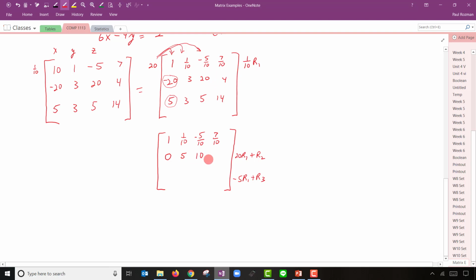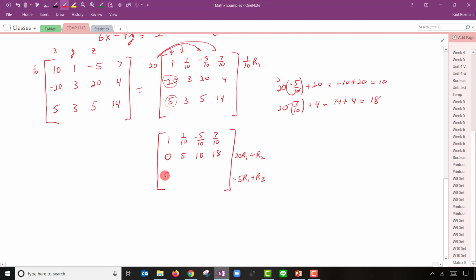If that hurts your brain, scribble it out on the side. 20 times negative 5 over 10 plus 20. Do your cancellation here. You get negative 10 plus 20 is 10. And then we'll do the same thing. The last one here, we have 20 times 7 over 10 plus 4. So that's 14 plus 4, which is 18. Whew. We got our 0 here.